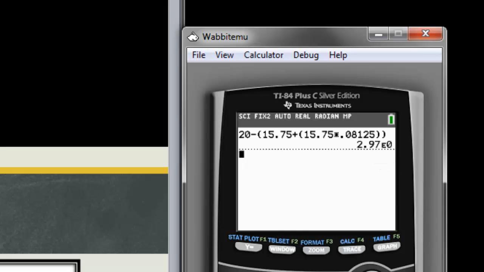Now you have to be very careful. Here they're not asking for an exponent, they're asking for money. So we don't write scientific notation for money. We just write it in decimal or regular numbers. So it's just $2.97.